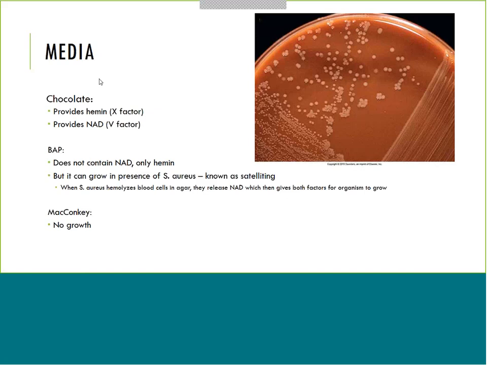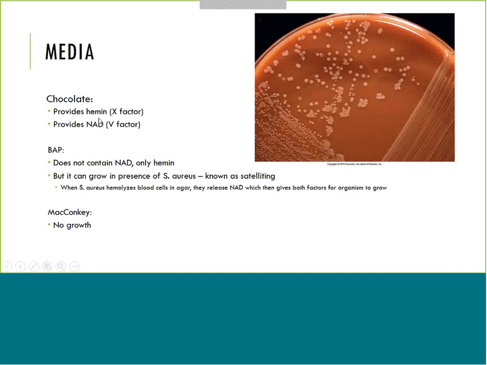Okay, and media. Media, again, fastidious, it's going to grow on chocolate. It will not grow on blood agar because chocolate is going to give it both the X and the V factor for Haemophilus to want to grow. So chocolate is a hemolyzed blood agar, so that's why it's called chocolate agar. It's actually blood agar that's been hemolyzed.